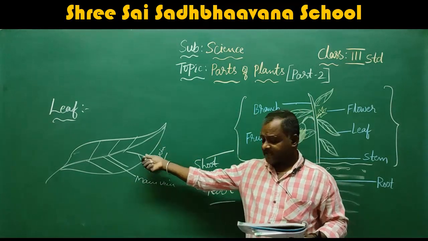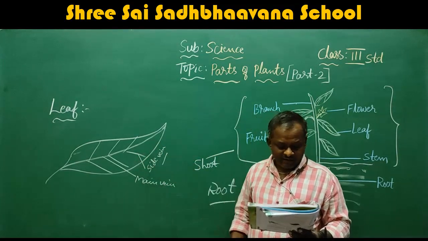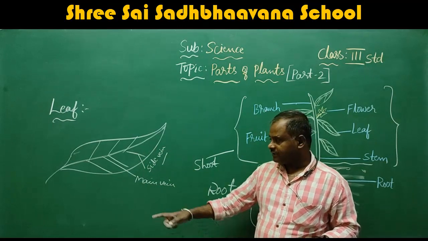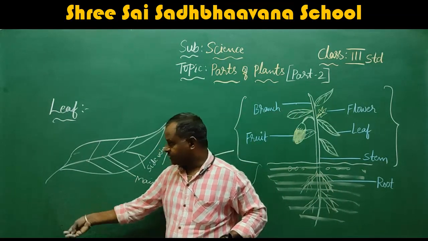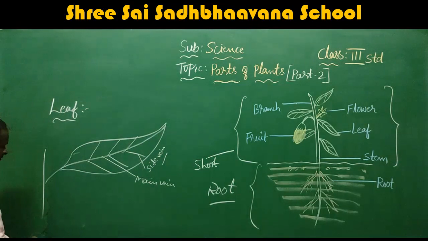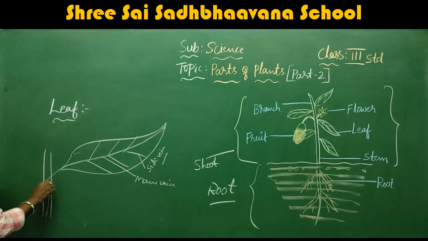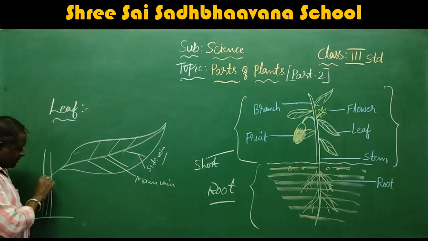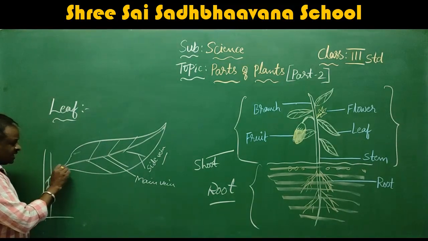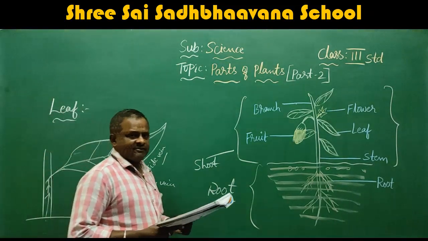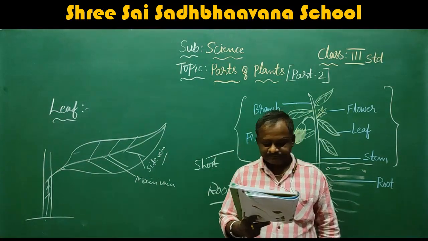What is the function of these veins? The veins carry water to the leaf. That means through this, these are attached to the branch or stem. The root absorbs the water and it supplies it to the stem. The same water passes to the leaf for the function of photosynthesis.